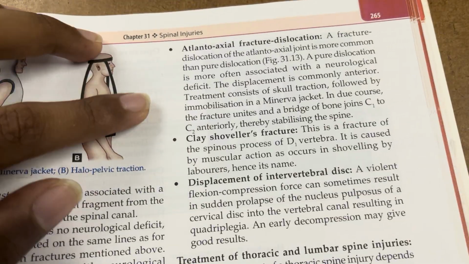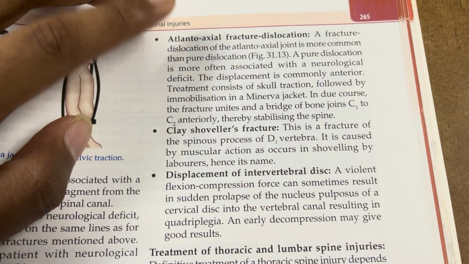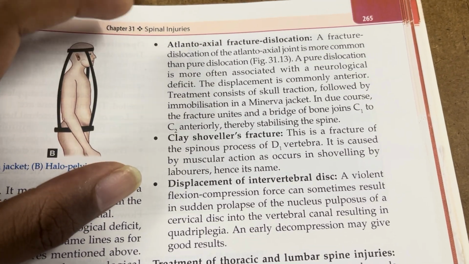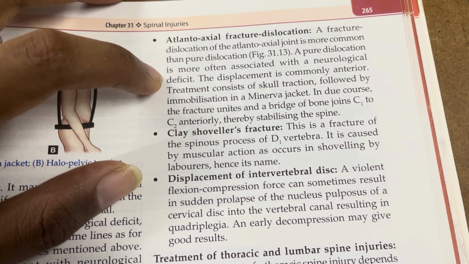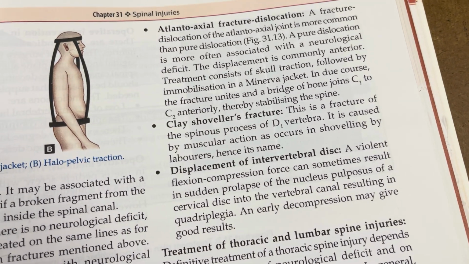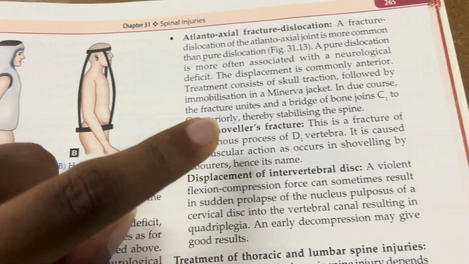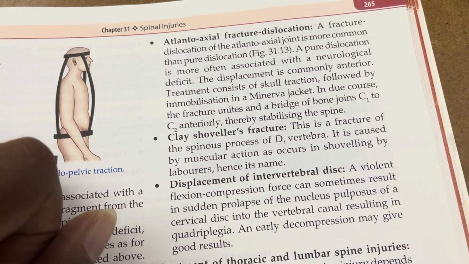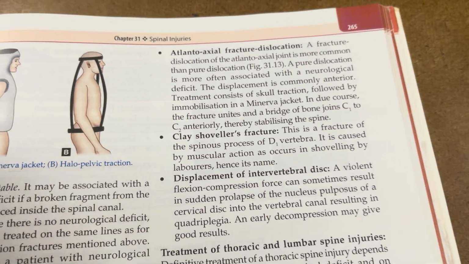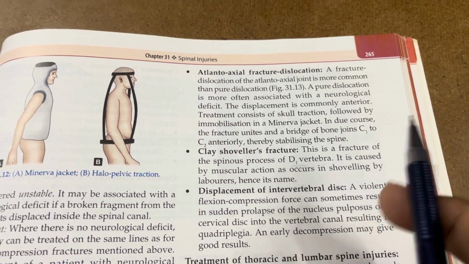Then atlantoaxial fracture dislocation. It is more common than pure dislocation. Pure dislocation is more often associated with a neurological deficit. Displacement is commonly anterior. Treatment consists of skull traction followed by immobilization in the Minerva jacket. In due course, the fracture unites and the bone bridges C1 and C2 anteriorly, and it stabilizes the spine.